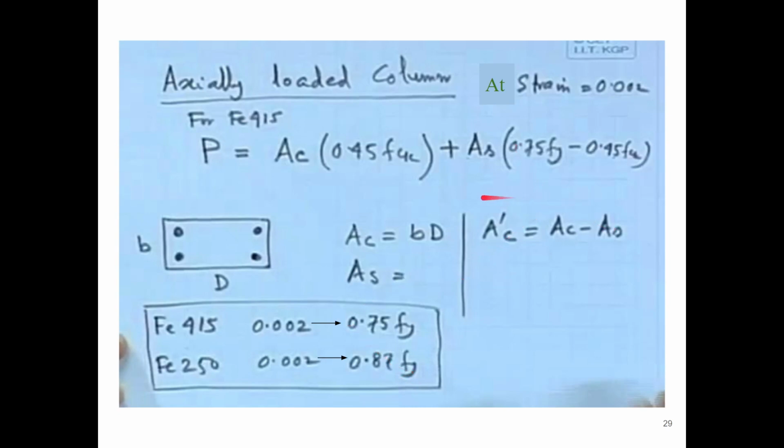Now let us go for finding the equations and try to find the moment carrying capacity. Okay, so at a strain of 0.002 for the case of axially loaded columns, which is basically under axial compression, in the case of Fe415, the load is basically taken as AC into 0.45 fck. The load capacity is basically the capacity of the concrete plus the capacity of steel, right? So in case of Fe415 at 0.002 strain, the stress capacity is taken as 0.75 fy.